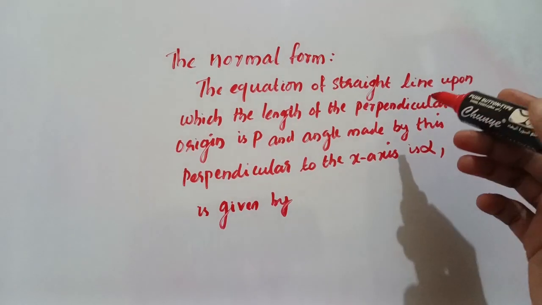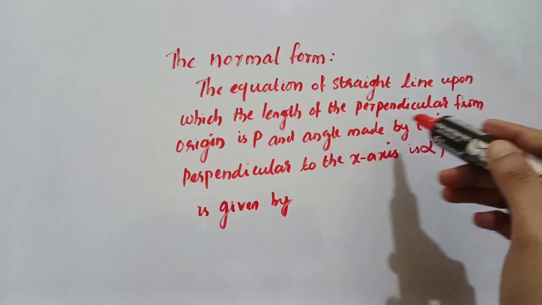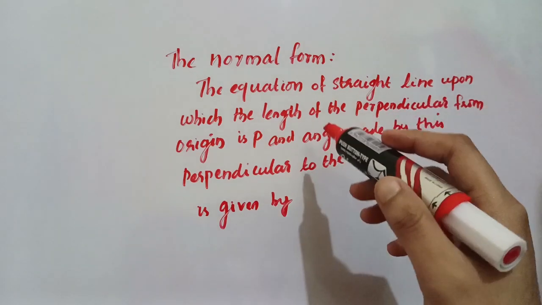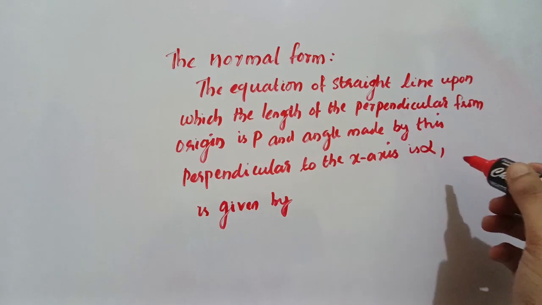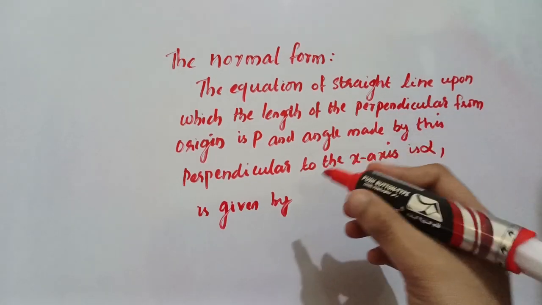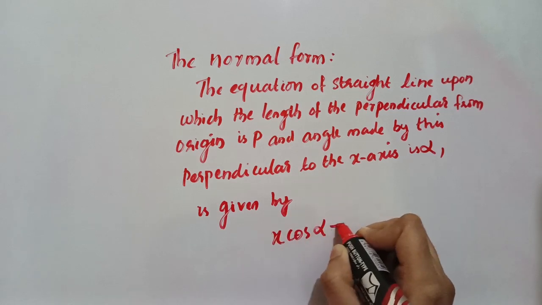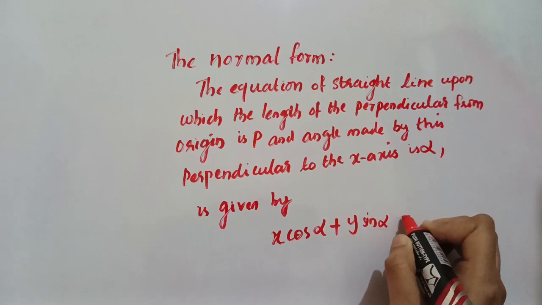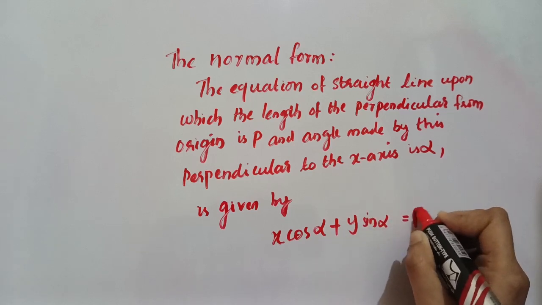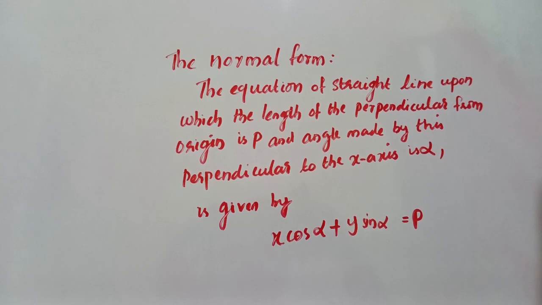Next, the normal form. The equation of a straight line for which the length of the perpendicular from the origin is p, and the angle made by this perpendicular with the x-axis is alpha, is given by x cos alpha plus y sin alpha is equal to p. This is the normal form of the equation of a straight line.